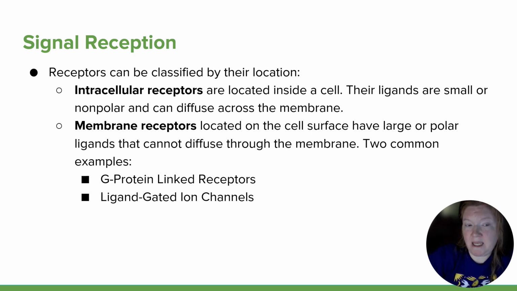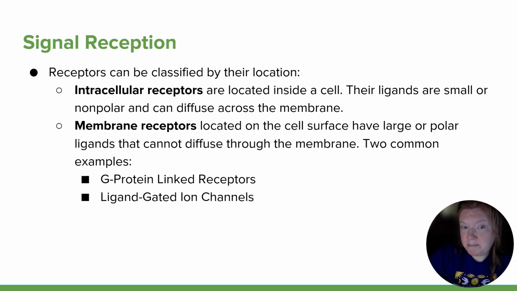Now, receptors can be classified by their location, which is what I was just talking about. So we can have intracellular receptors, and they are located inside of a cell. Their ligands typically are small or nonpolar. They're going to be able to diffuse across the membrane. So if they are steroids, for example, steroids are lipids, they are hydrophobic, and they're able to diffuse across the membrane, but other things can as well.